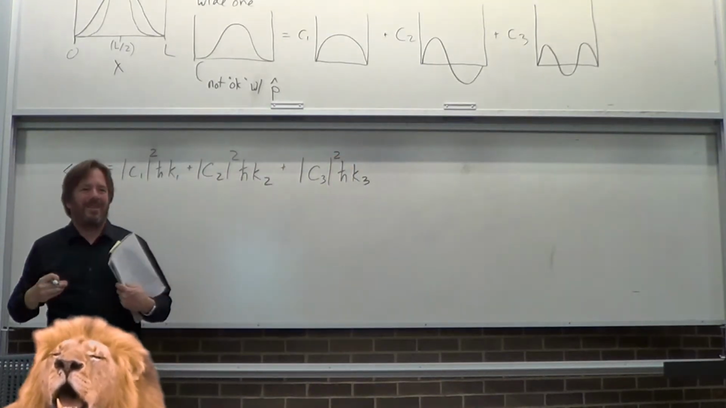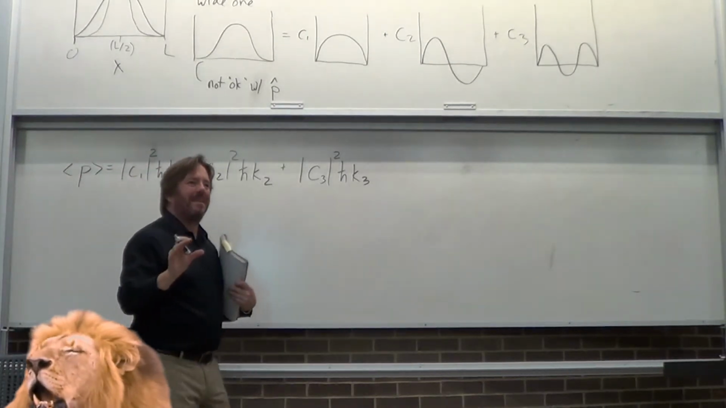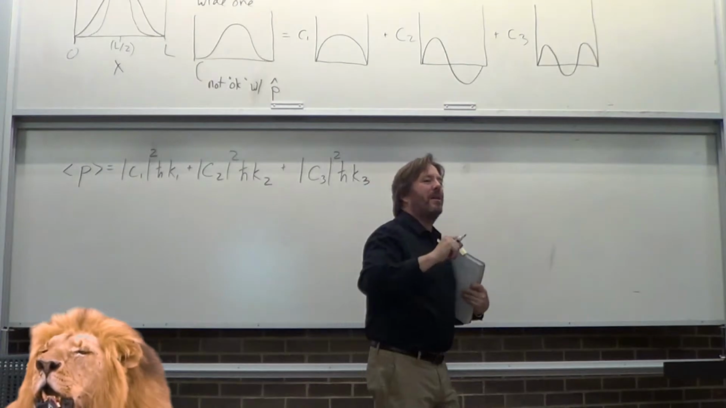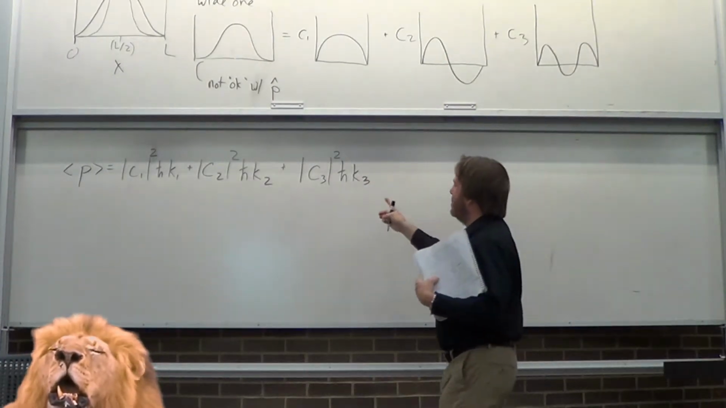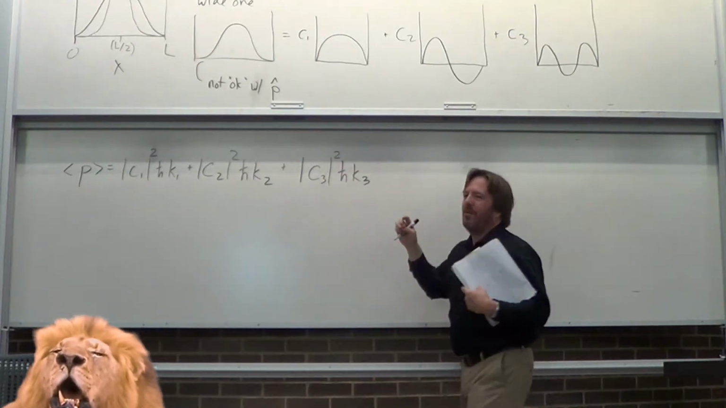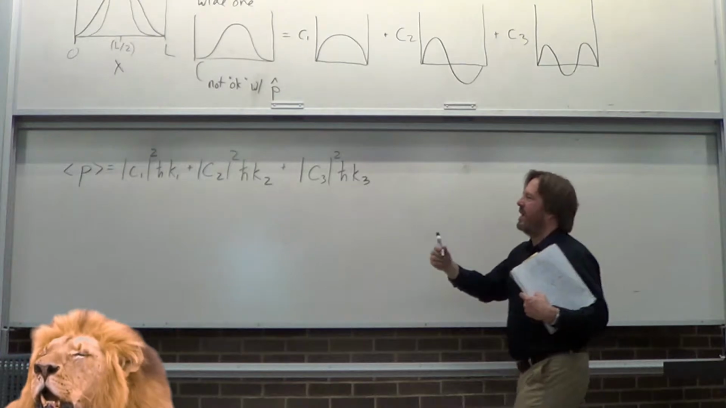Right, absolute value. So now when you make the momentum measurement, you're going to get 3 possible values: k1, k2, or k3, right? So what do you think the probability of measuring k1 is?